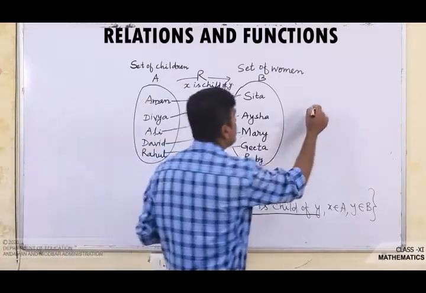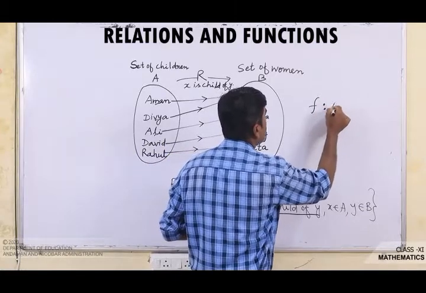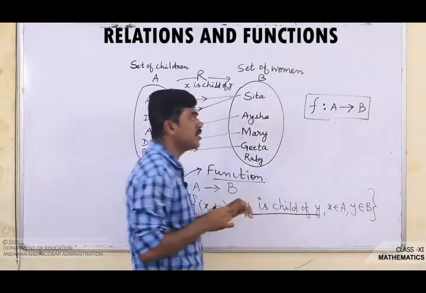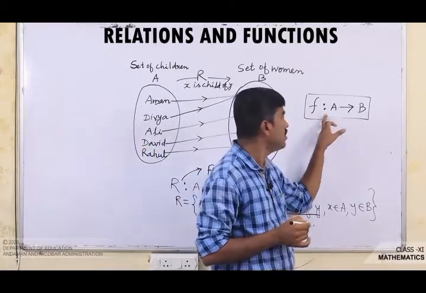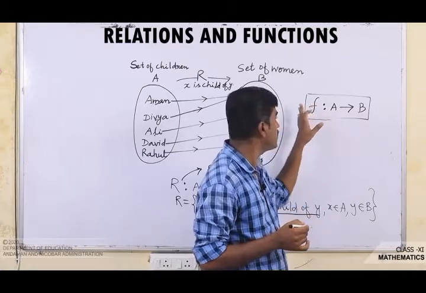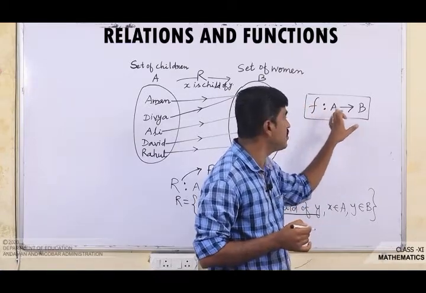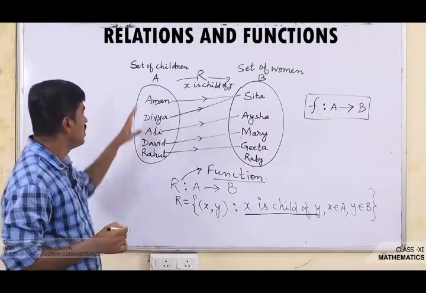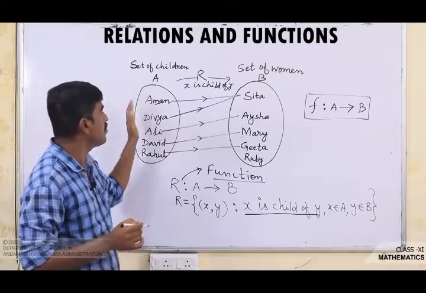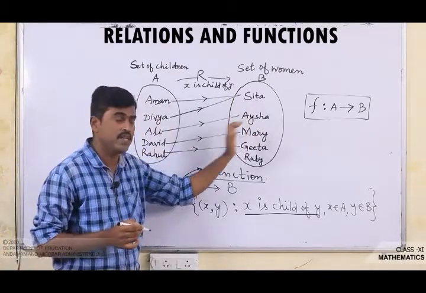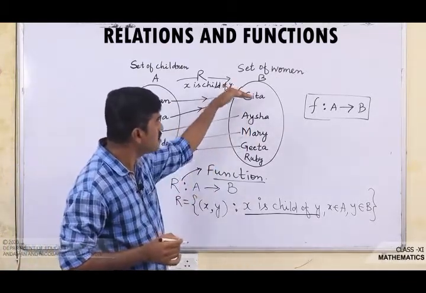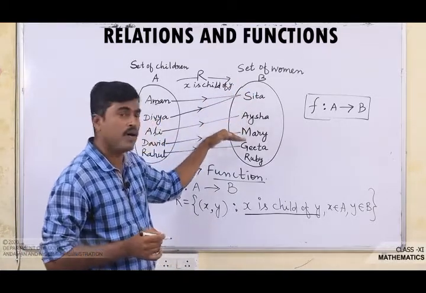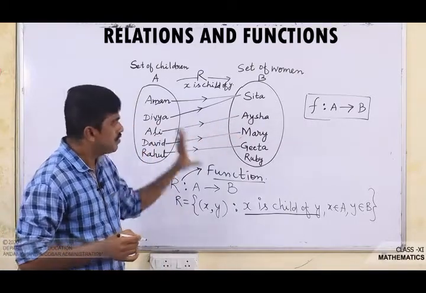If it is a function, we will denote it as a function f from A to B. The symbol f colon A arrow B means f is a function from A to B. Now what is the domain of this function? The domain of this function is the set A, because every element has an image in set B. And what is the range? Range means the set of images. Sita, Aisha, Mary, Geeta all belong to the range of this function.